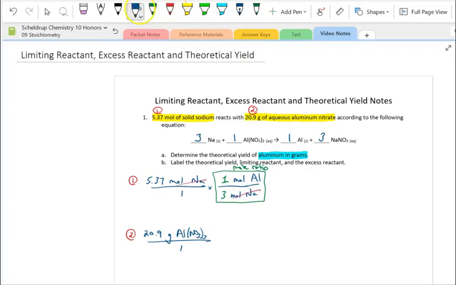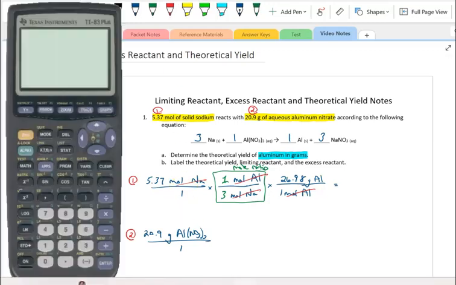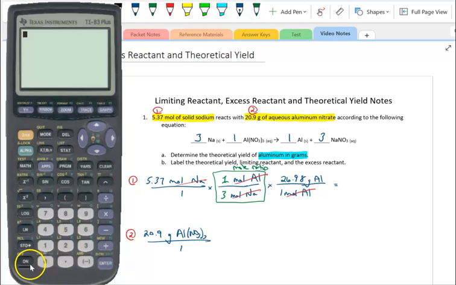Now, I'm in moles of aluminum, and the answer is asking me for grams of aluminum. So I would need to do one final step where I cancel moles of aluminum, and I use my periodic table to look up the molar mass of aluminum, which is 26.98 grams for every 1 mole. Now this would allow me then to cancel out moles of aluminum, and I would get mass of aluminum at the end. So I'm going to pull up my calculator here.